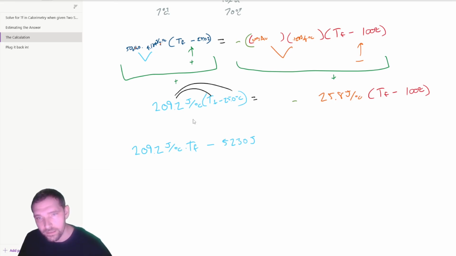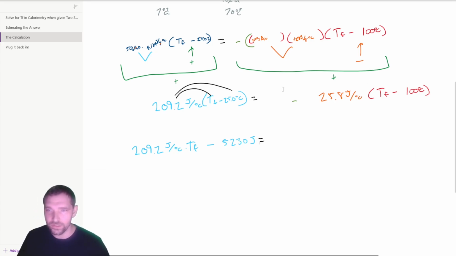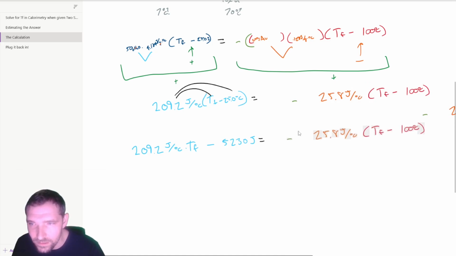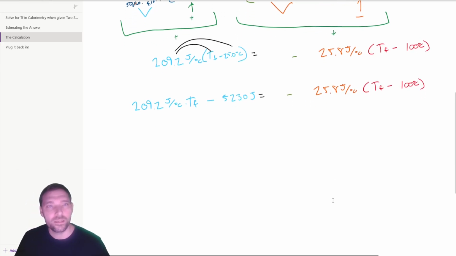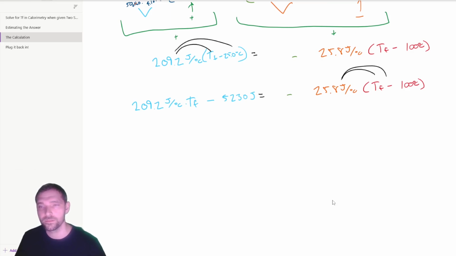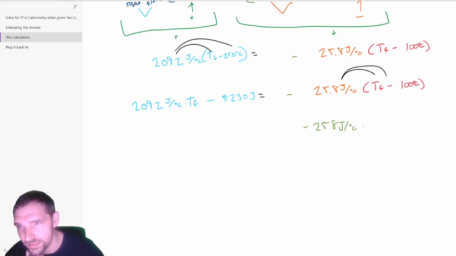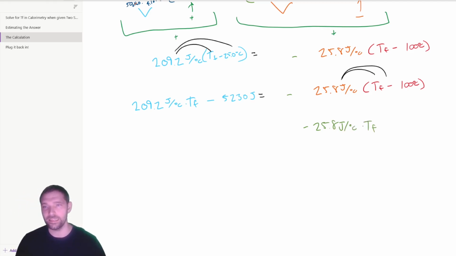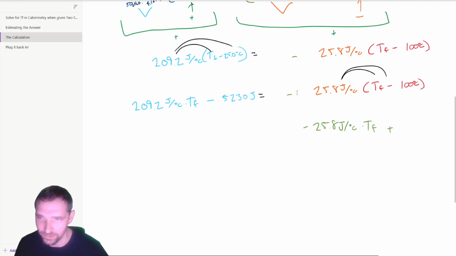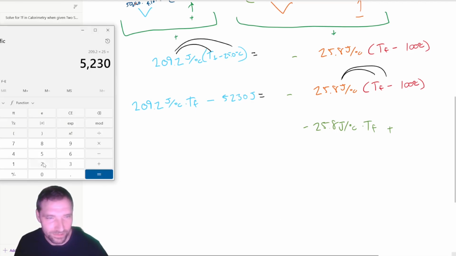So that's looking okay. And then we've got, you can either distribute the 25 and keep the minus out front or distribute that all at once. Either is fine. Just be careful. So I'm going to distribute. So we can say that this would be a negative 25.8 joules per degree Celsius times TF. And then minus times the minus, you get then plus whatever this number is. 25.8 times 100. Probably do that in your head.